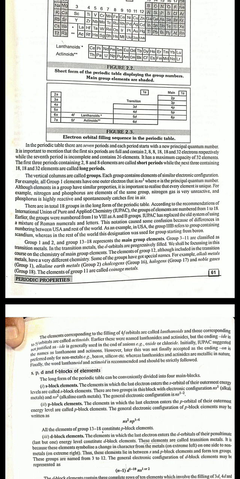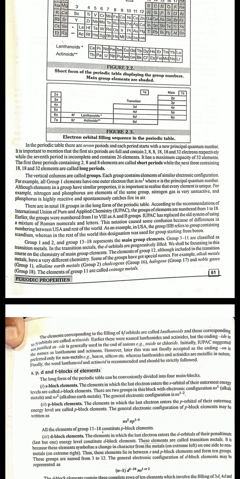It is important to mention that the first 6 periods are full and contain 2, 8, 8, 18, 18, 32 elements respectively, whereas the 7th period is incomplete and contains 26 elements. It has a maximum capacity of 32 elements. The first 3 periods, containing 2, 8, 8 elements, are called the short periods, while the next 3, containing 18, 18, 32 elements, are called the long periods.